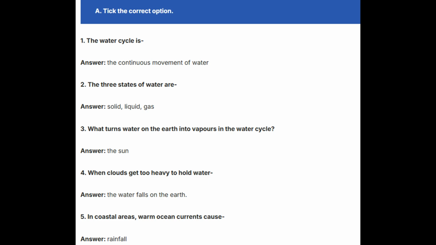First, the water cycle is... answer: the continuous movement of water. Second, the three states of water are... answer: solid, liquid, gas. Third, what turns water on the earth into vapors in the water cycle? Answer: the sun. Fourth, when clouds get too heavy to hold water... answer: the water falls on the earth. Fifth, in coastal areas, warm ocean currents cause... answer: rainfall.